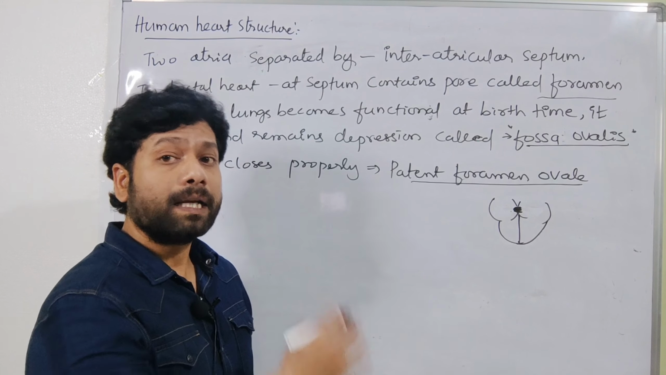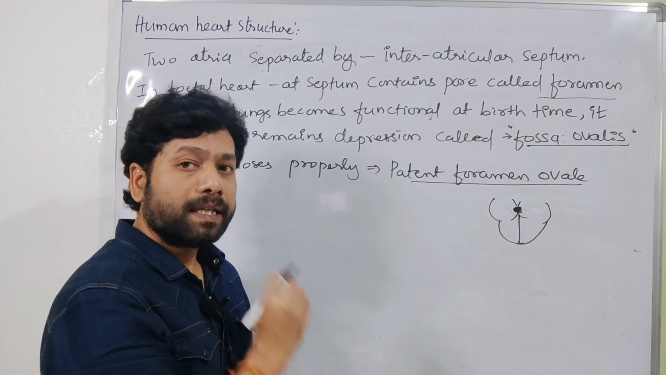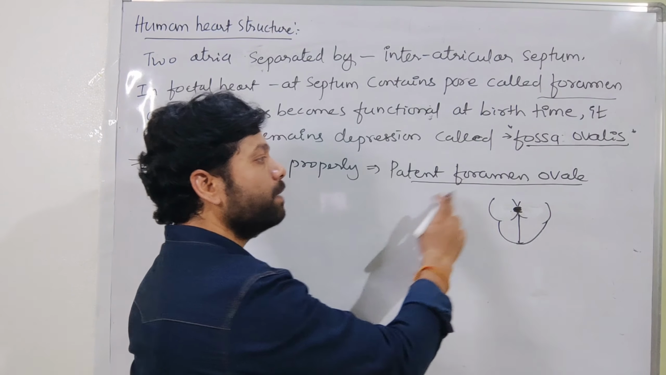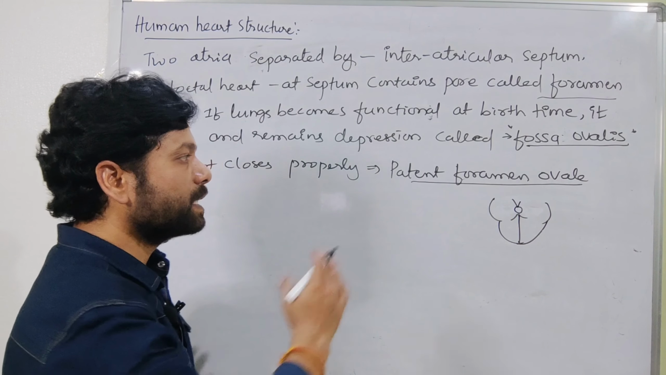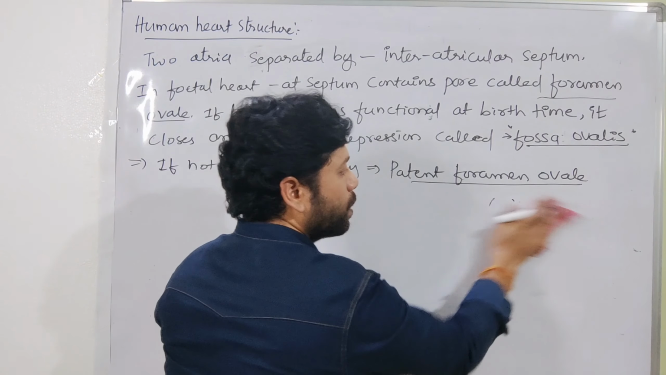Even after birth, once the lungs are functional, if it does not close properly, that patient has what is called a patent foramen ovale, where the pore does not close properly after birth. So this is known as patent foramen ovale.